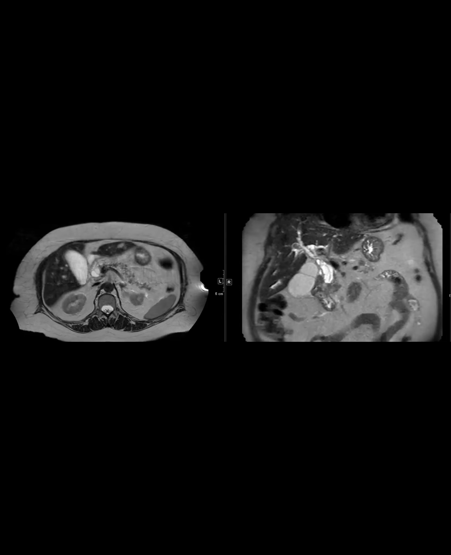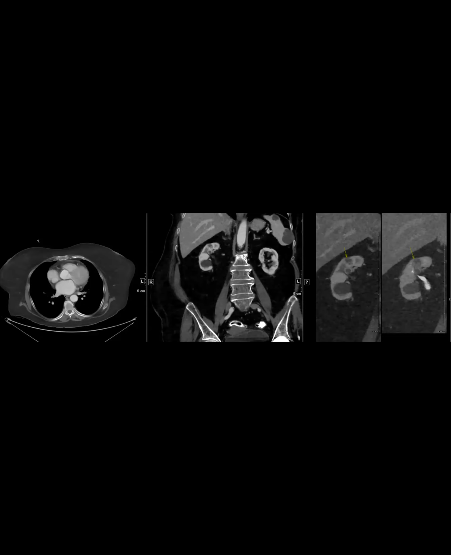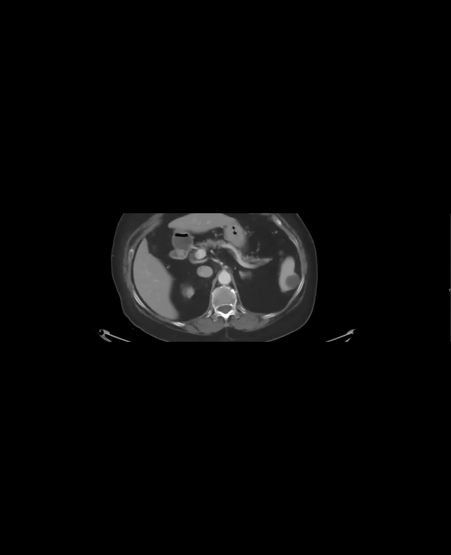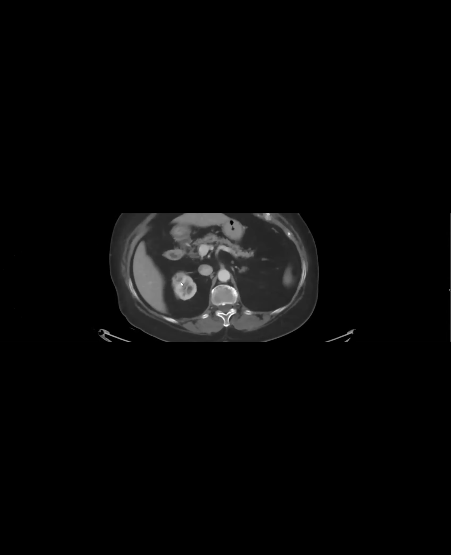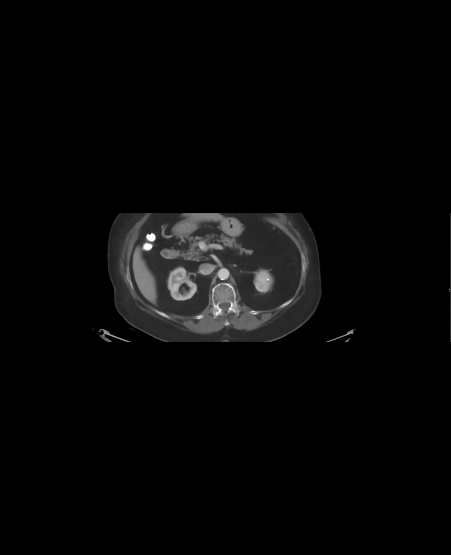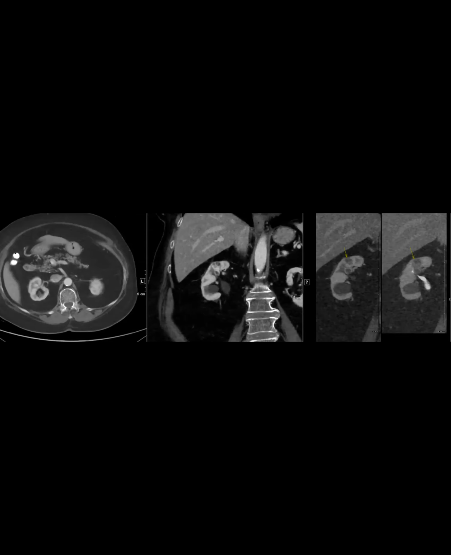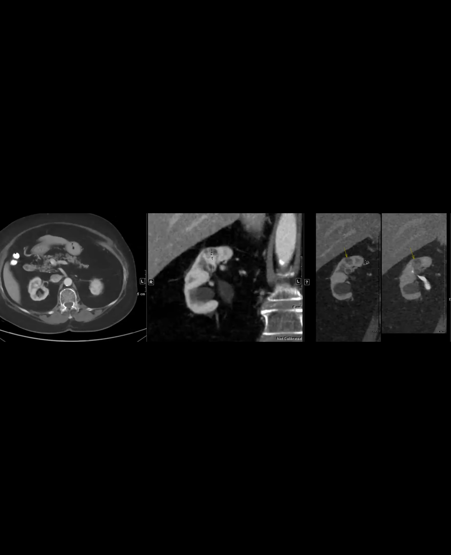Okay, and then the next case is an ER case. Patient had abdominal pain, and here's kind of an incidental finding of this lesion, and here it is on a coronal. And then here are the reconstructions with a convenient arrow pointing to it.